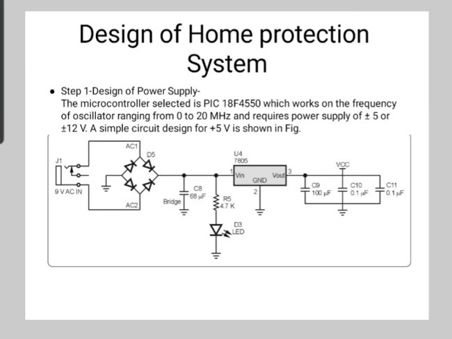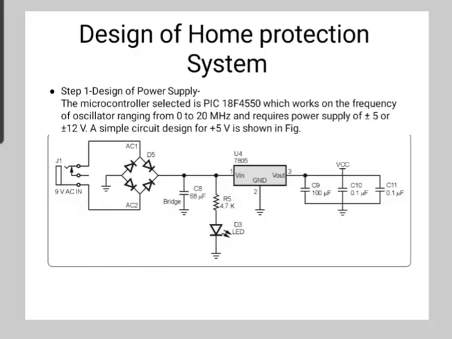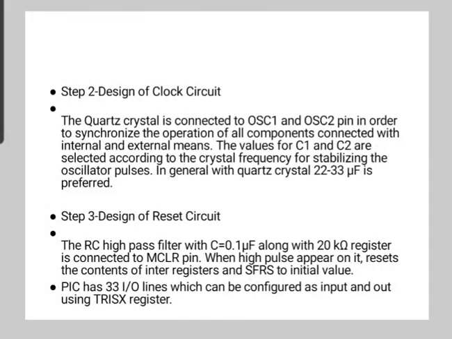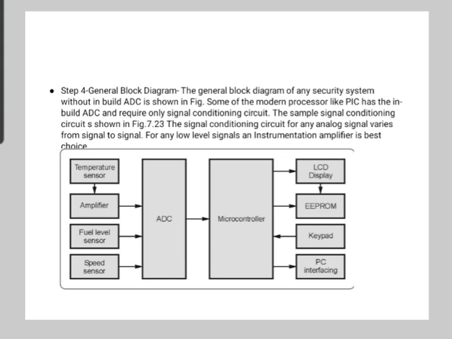So for the home protection system, step 1 is the design of the power supply. So pick PIC 18F4550, which works on an oscillator frequency ranging from 0 to 20 MHz and requires a power supply of plus minus 5 or plus minus 12 volt. Plus 5 volt supply is given. Then design of clock circuit and reset circuit. Next step is the general block diagram.